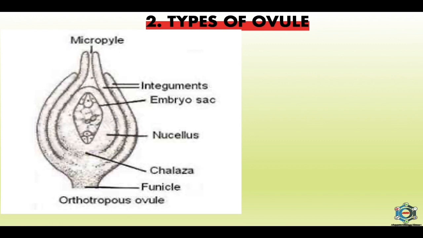Now the types of ovule, in which the first one is the orthotropous ovule. So what is the orthotropous ovule? In this, the ovule is erect and devoid of any curvature, with the micropyle distal and directed away from the placenta, like in the case of Polygonum. And here, the embryo and ovule are straight.